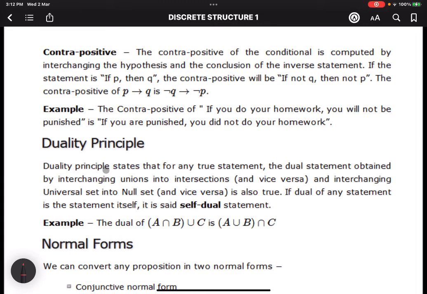Duality principle states that for any true statement, the dual statement obtained by interchanging unions into intersections and vice versa, and interchanging universal set into null set and vice versa, is also true.